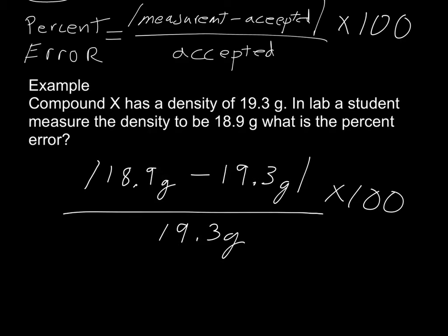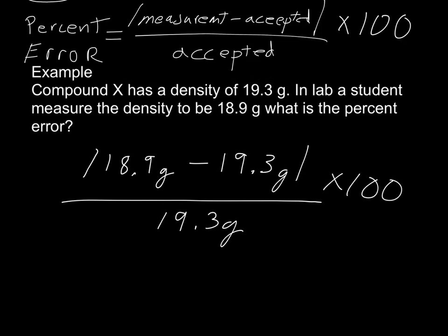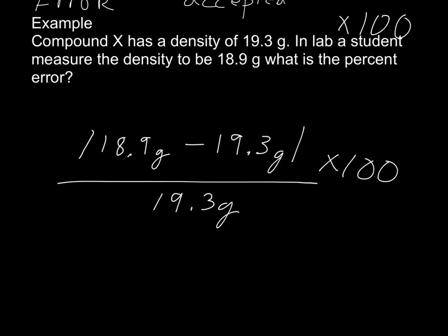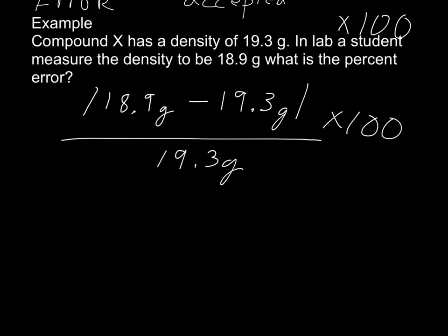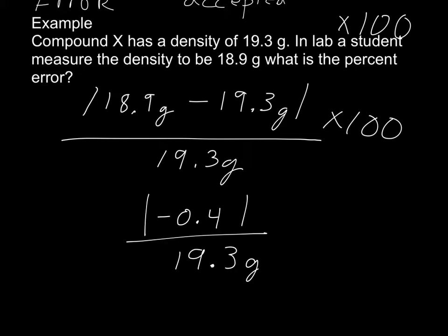Let's take a look at our sig figs as we're working along here. First thing we have to do is our subtraction step. So we look at that, and we've got 19.3 minus 18.9. And when we do that, that gives us a negative 0.4. But we're taking the absolute value, right? So that negative doesn't matter. However, look what happens to our sig figs. As a result of this subtraction step, we've been reduced to 1 sig fig up on top.